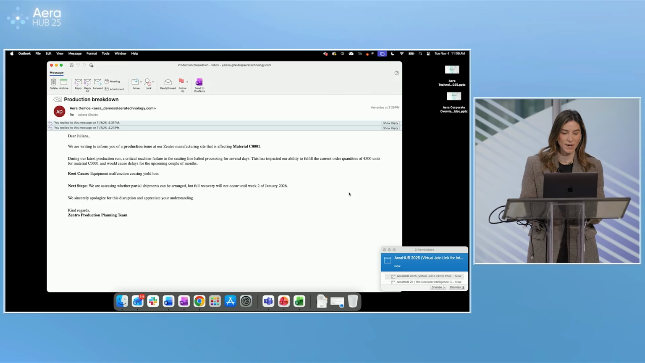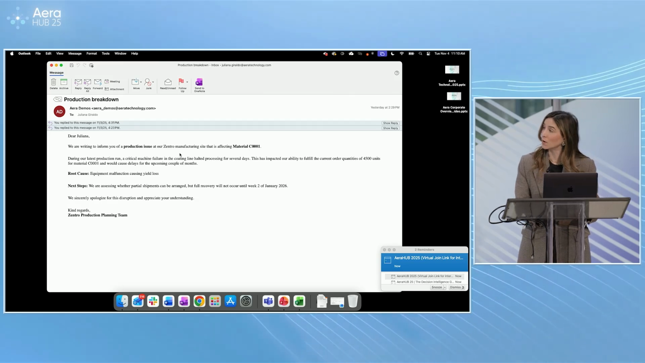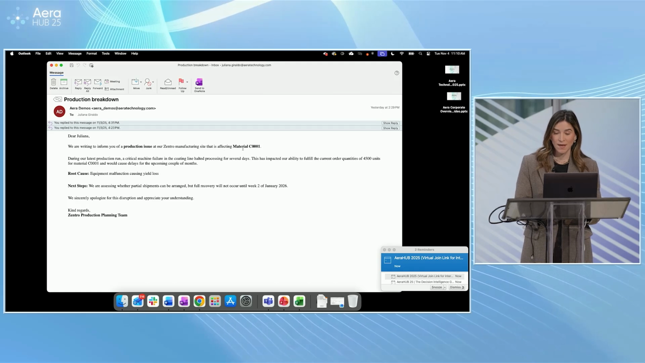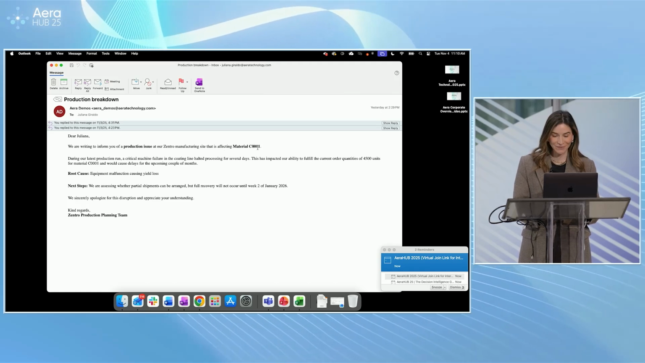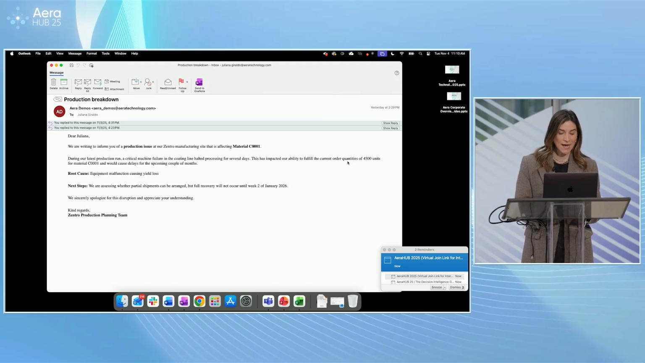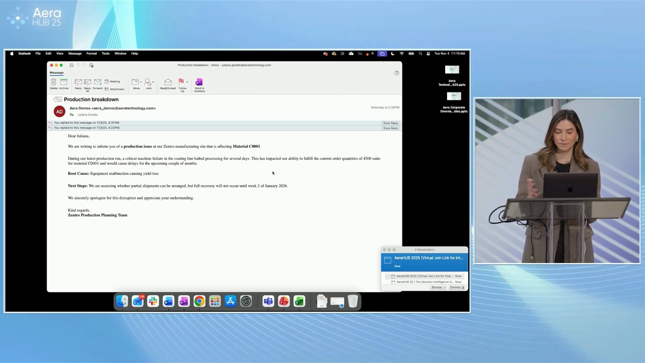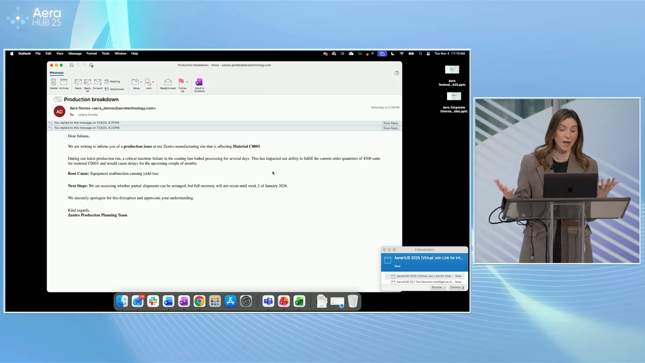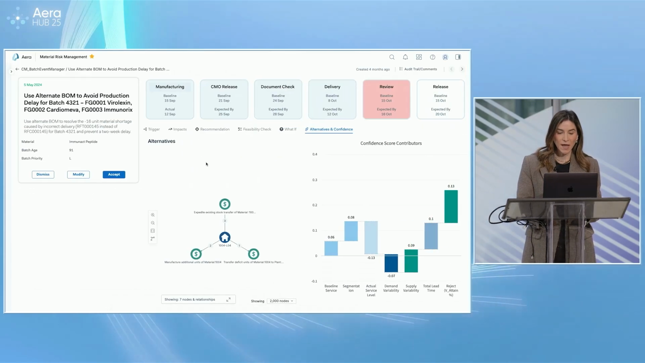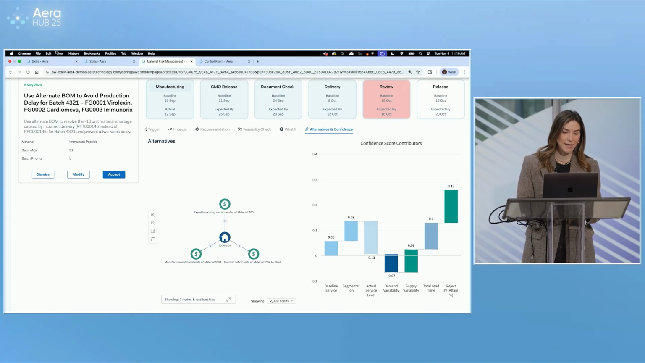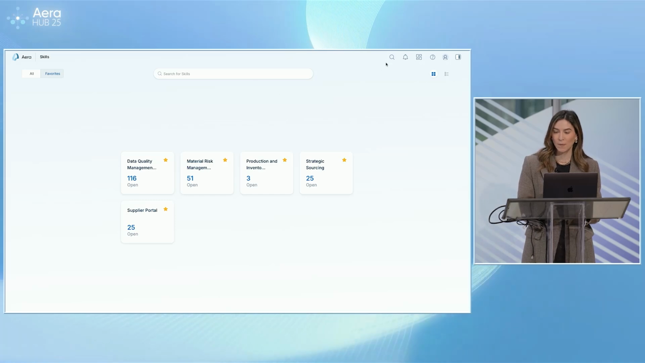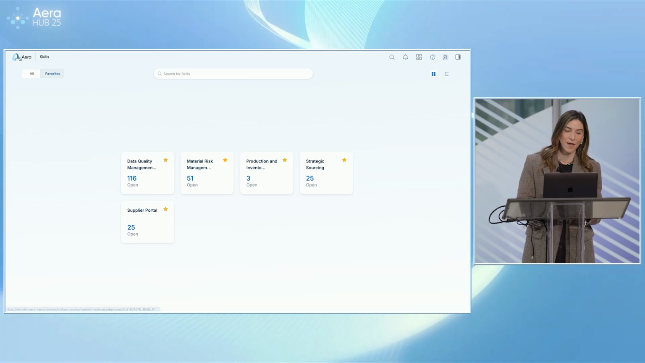So just this morning, I got an email from one of our contracted manufacturers saying that we're having an issue with our material C0001, and there's 4,500 units that are at risk. So I get this email, and this is obviously not something that's been captured by Aera just yet. It's just in my inbox, right? So the first thing that I do is I go back to Aera and I try to get a sense of how many POs I have for that material out there.